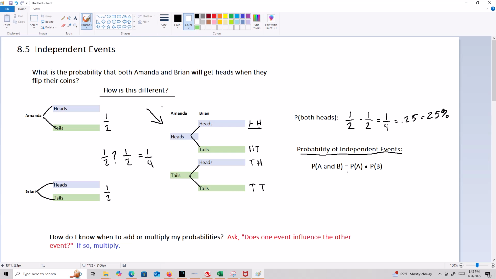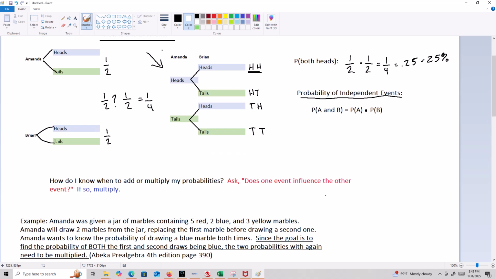So how do I know when I need to add or multiply my probabilities? Looking at this right here. How do I know? I can simply ask, does one event influence the other event? Hopefully you can see that Amanda's coin flipping isn't affecting Brian's unless she's throwing it at him or something. But there's nothing in the problem to indicate that she's doing that, so they're independent of each other.